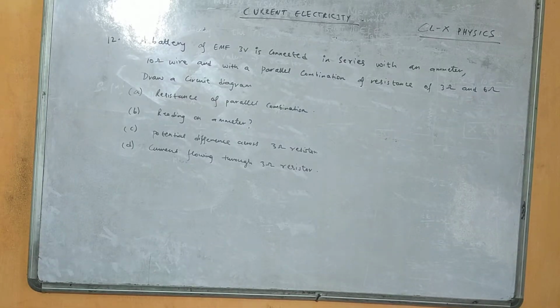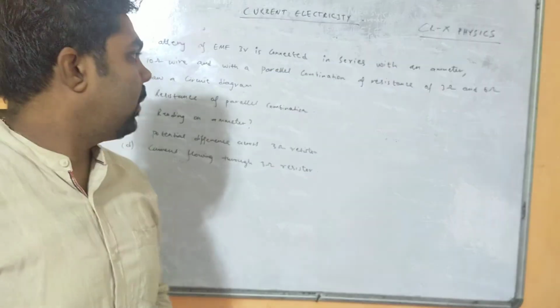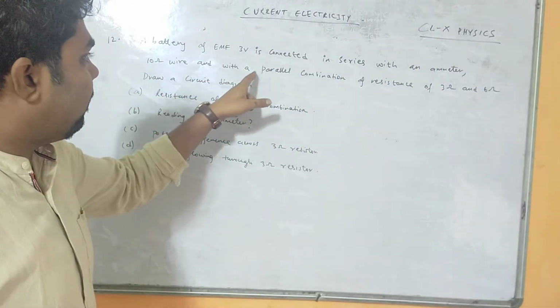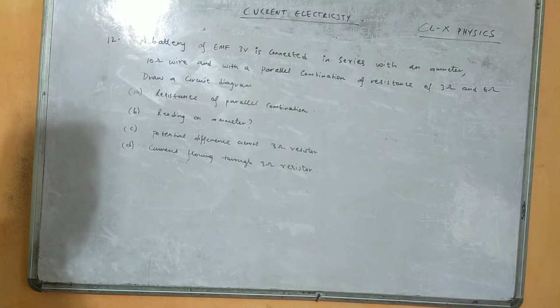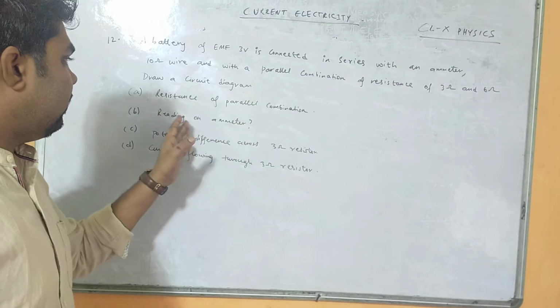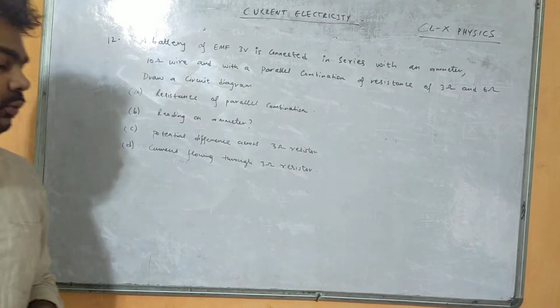The next question we have here: a battery of EMF 3 volt is connected in series with an ammeter, a 10 ohm wire, and a parallel combination of resistances of 3 ohm and 6 ohm. Draw a circuit diagram. Also calculate the resistance of the parallel combination, the reading on the ammeter, the potential difference across the 3 ohm resistor, and the current flowing through the 3 ohm resistor.